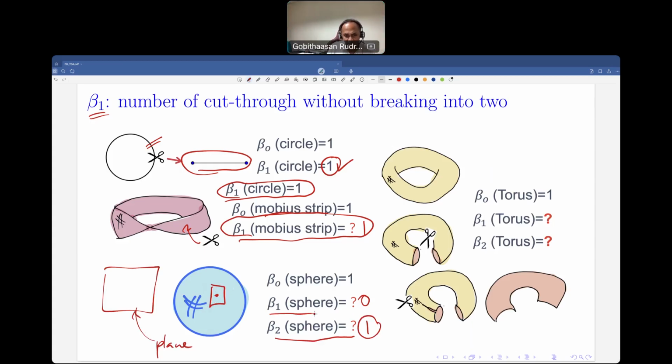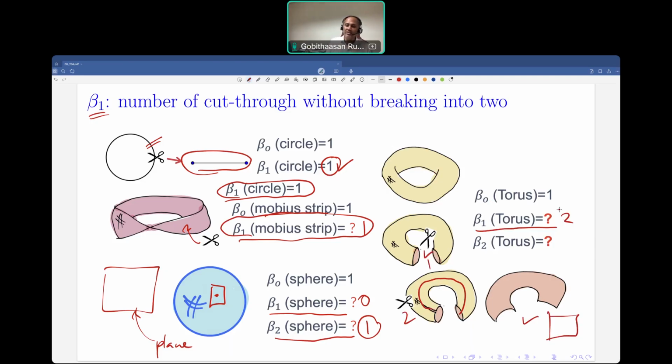There is no Betti 1. There's no one-dimensional hole here. Okay, so for a torus, I said Betti 1 is 2, right? You can cut through once, cut all around here and then open it up once. Now it becomes like a plane. You can always squeeze it and make a plane out of this. So you get to cut once and twice. That is why Betti 1 is 2.